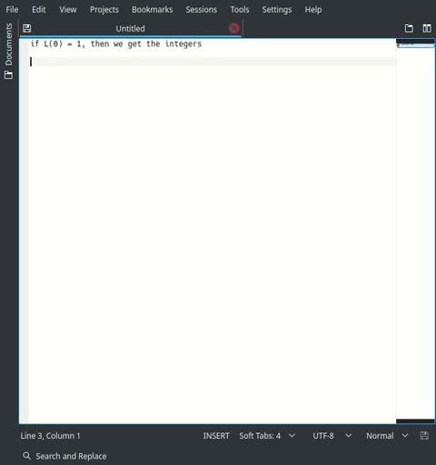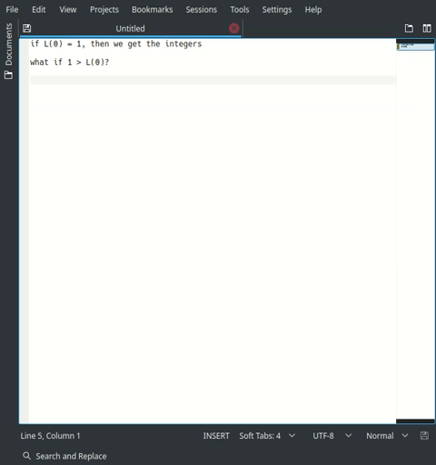Okay, but what if 1 is bigger than L naught? What happens then? Something very, very simple and beautiful, and which explains everything, happens. Because there's really only one sensible way to do this.